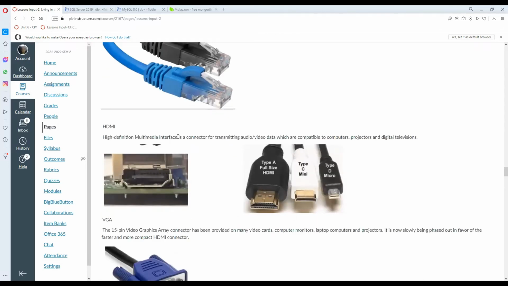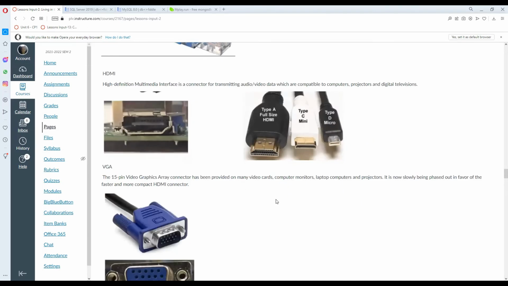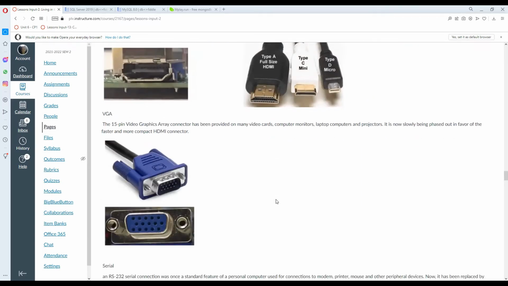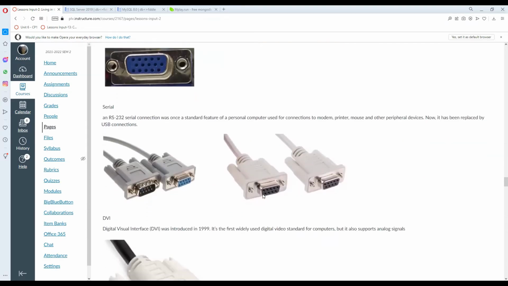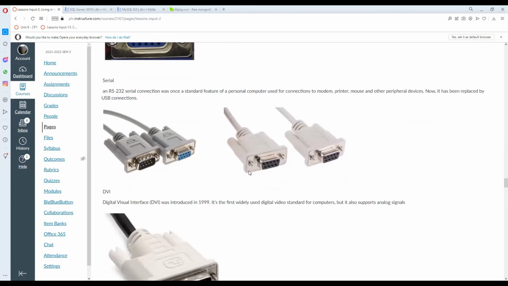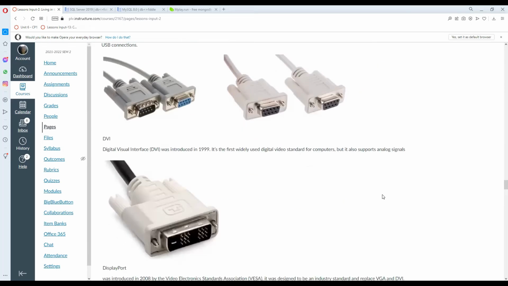High Definition Multimedia Interface or HDMI is a connector for transmitting audio and video data which are compatible with computers, projectors, and televisions. VGA or Video Graphics Array. The 15-pin VGA has been provided on many video cards, monitors, computers, and projectors, slowly being phased out in favor of a faster and more compact HDMI. Serial port, an RS-232 connection was once a standard feature of a PC used for connections to modems, printers, mice, and other peripherals. It has been replaced by USB connections.